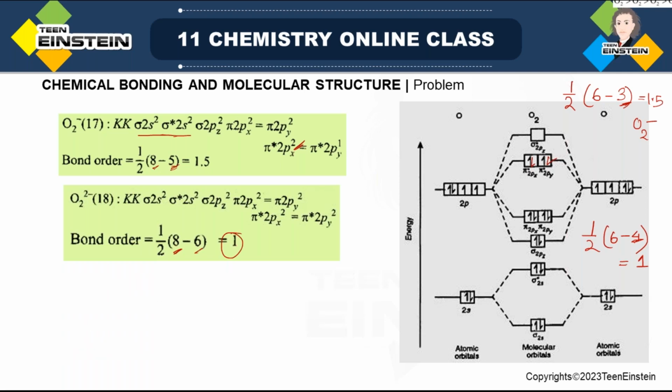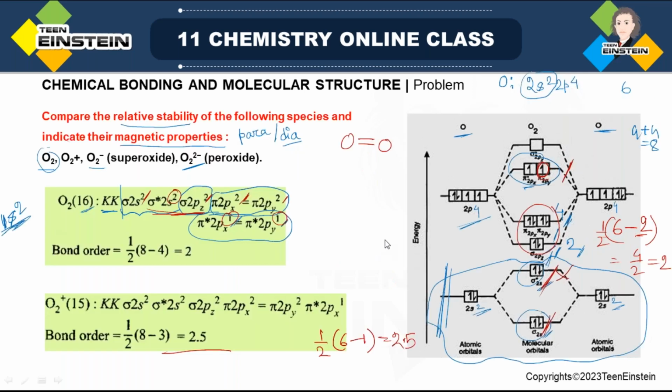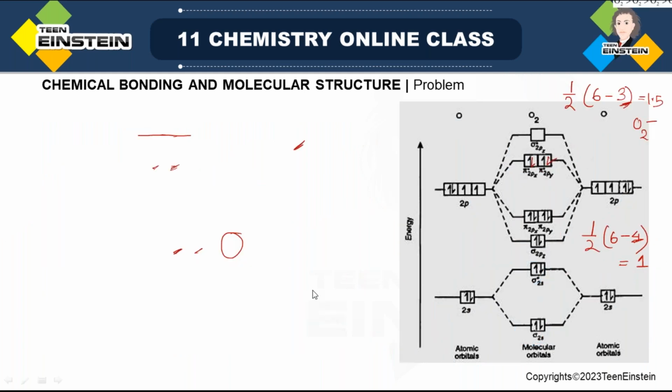Okay, just compare this. For O2, and we'll go to the previous slide, it is paramagnetic because of the unpaired electron. When it is O2 plus, there is also a single unpaired electron, so it is paramagnetic. This is also para, but for only 1 unpaired electron. And here the bond order is 2, and this is 2.5.